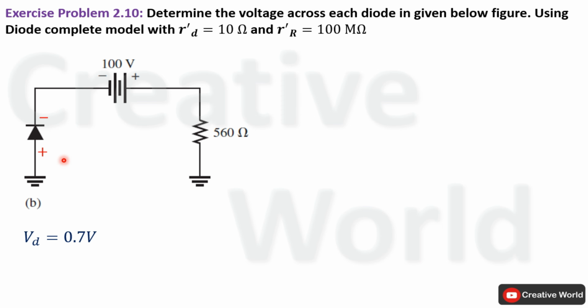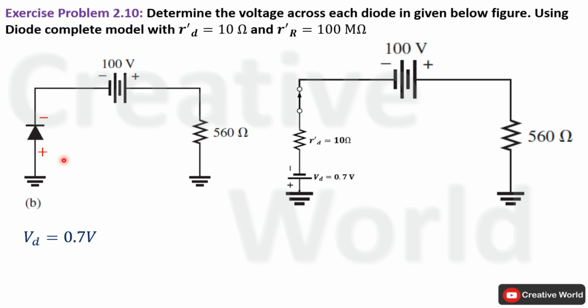Now we have determined the voltage across this diode, and we also determined the biasing of the diode. As we discussed earlier, if a diode is in forward biased mode, it will have a resistance connected in series to it, and that resistance is known as the dynamic resistance of the diode. Here I have included the complete model of the diode, which has a potential difference across its terminals of 0.7 volt and a dynamic resistance connected in series to it. The value of the dynamic resistance is 10 ohm.